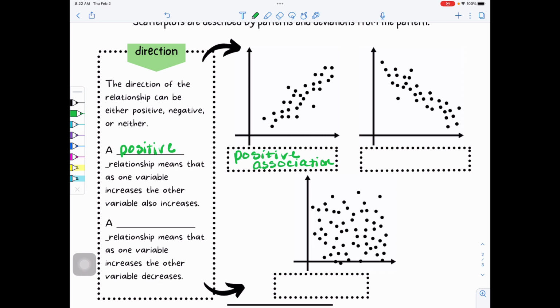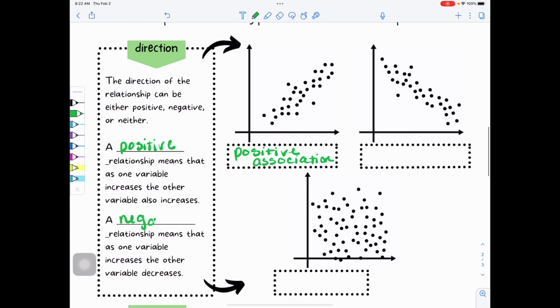We also can have a negative relationship, which means as one variable increases, the other variable decreases. So here, think of it as x going up and y going up. This one is x going up, but y is coming down. So that's the next scatter plot that you see to the right. As my x's are increasing, my y values are coming down. So this one would be a negative association.